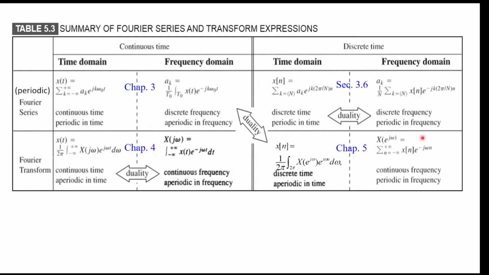And here we have some duality, because the back and forth transformation formulas have a strong symmetry between them. So x of t and big X of j omega have duality, x of n and a_k have duality, and then x of t with a_k, and x of n with big X of e to the j omega, have duality.